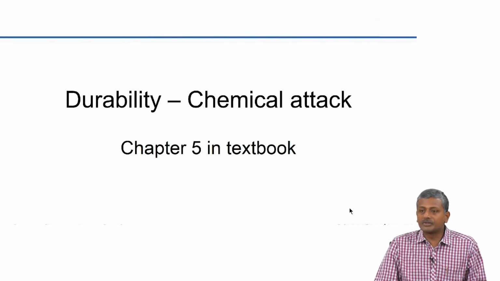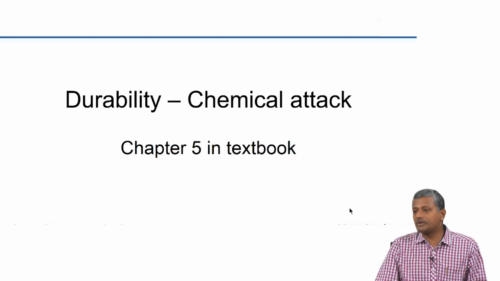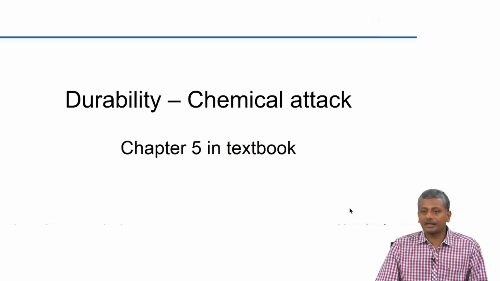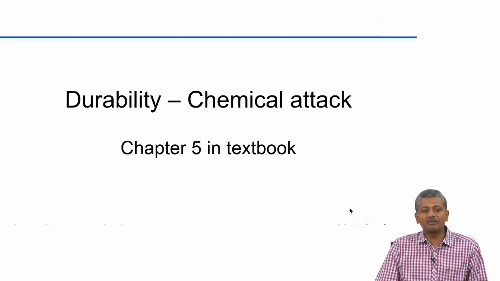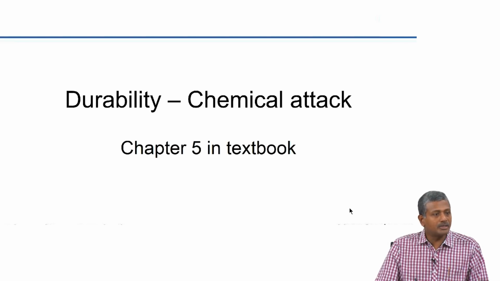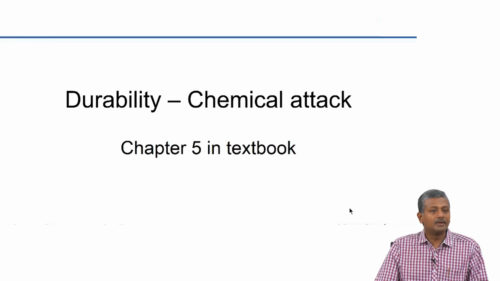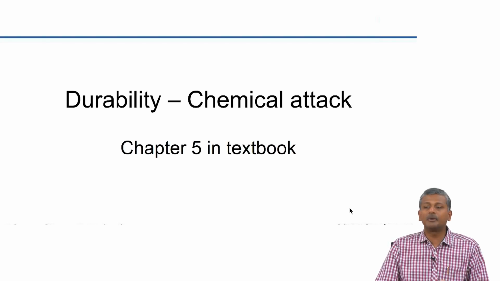Okay, so this chapter is on chemical attack, which is one of the primary causes of durability related issues in concrete. There are many types of chemicals that can attack concrete, and in the last chapter we saw how different kinds of transport mechanisms can drive these chemicals into the concrete system. But one factor that is controlling all the chemical attacks or any durability problem in concrete, as we saw in the last chapter, is the interconnectivity of the porosity in concrete or the permeability of the concrete.